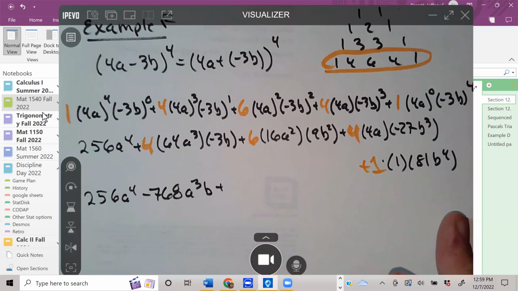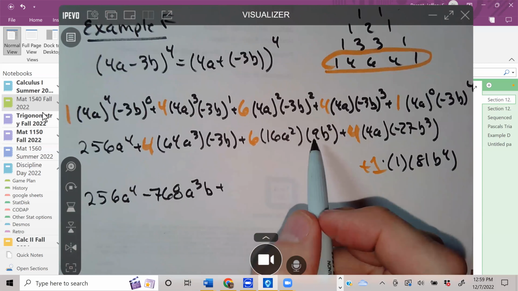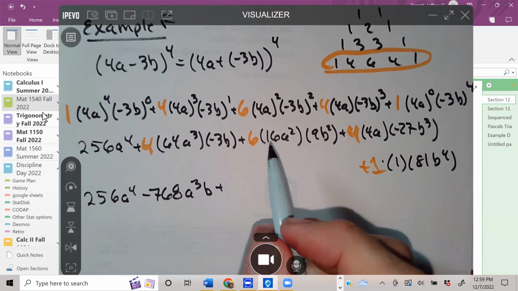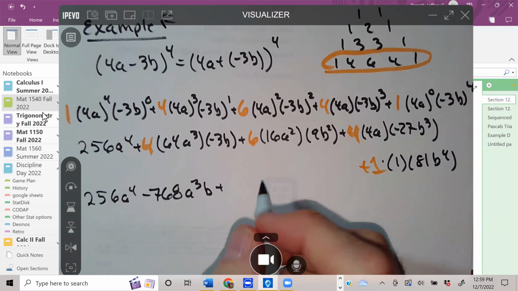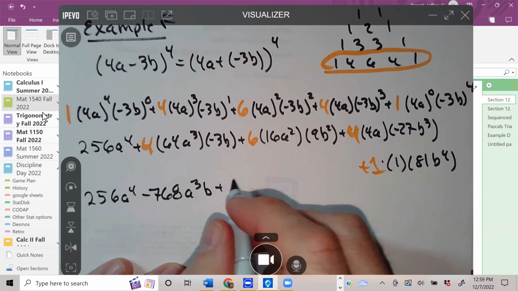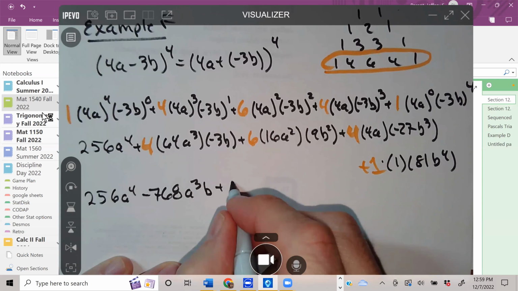Let's see. 16 times 9 is 144 times 6. I don't feel up to doing that one in my head. Let's see. That's 644. Let's see. 852. 8 what? I got 864. Yeah, 864.